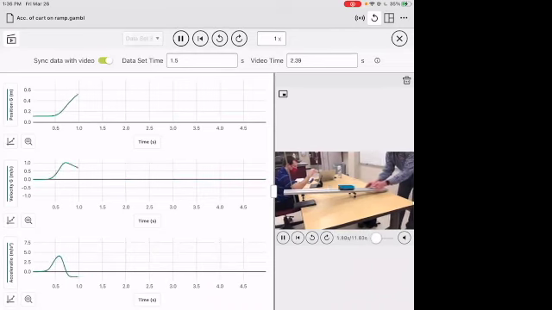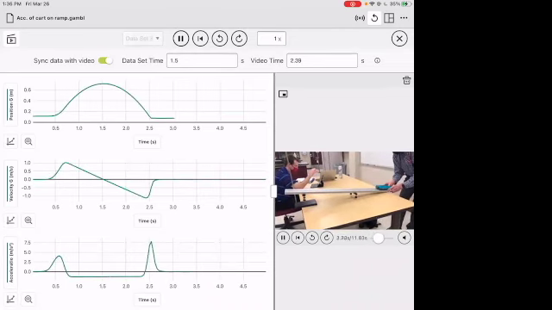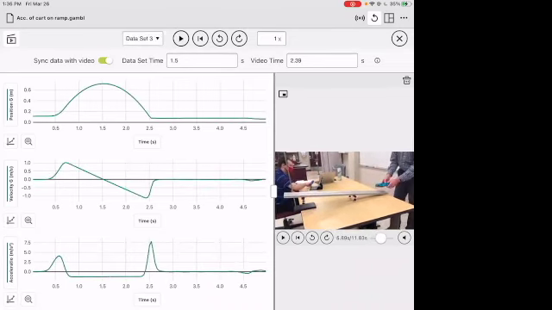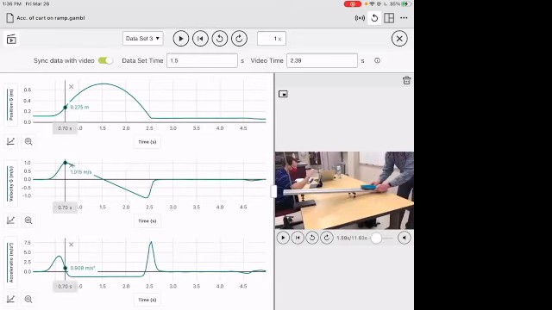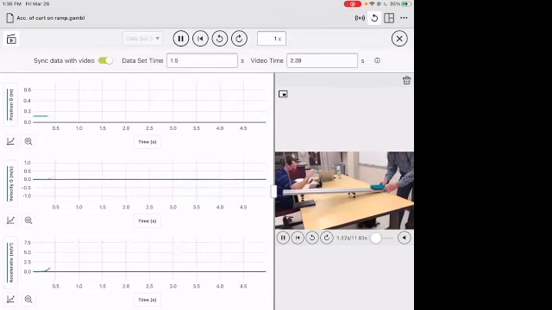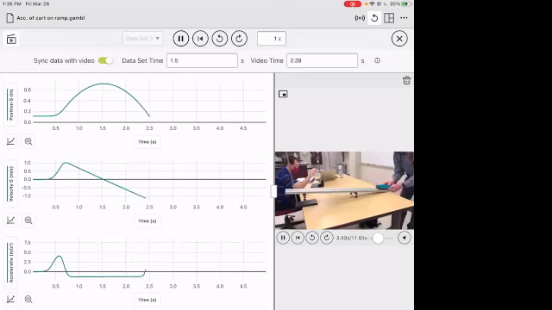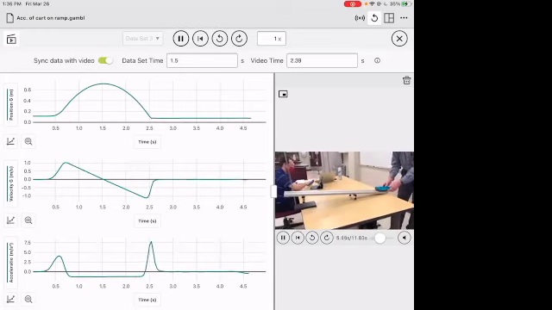let's play this. And so you can see there that the moment the cart left my hand was about right there, and it really does sync up pretty good. I just got to make sure when I save it, it keeps synced up. So I think that's a good general overview of Graphical Analysis Pro and graphical analysis.